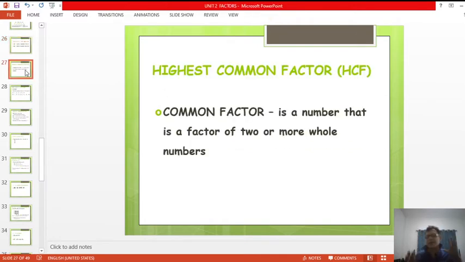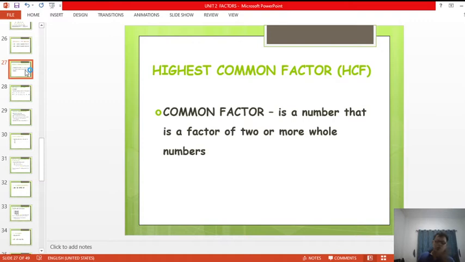First thing we have to think of, what is a common factor then? The definition of common factor is a number that is a factor of two or more whole numbers. Never mind with that. I will show you with concrete examples of numbers, then you will be able to understand better. So again, we are learning HCF, or highest common factor.